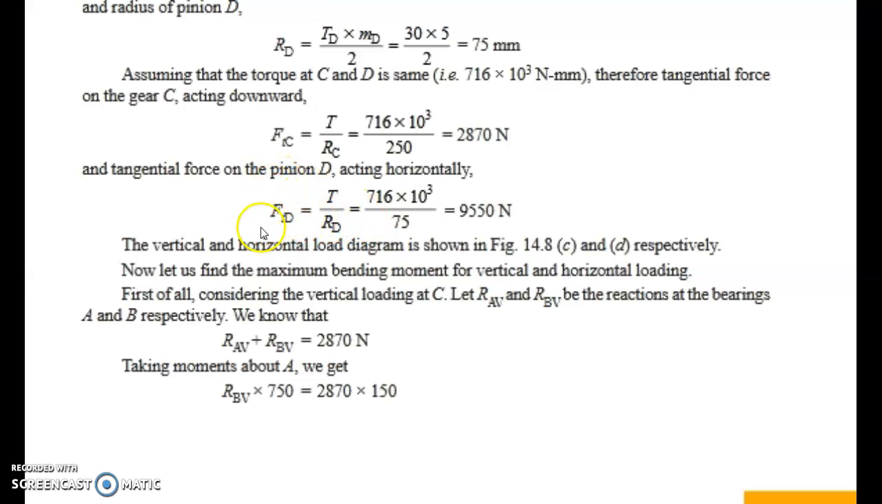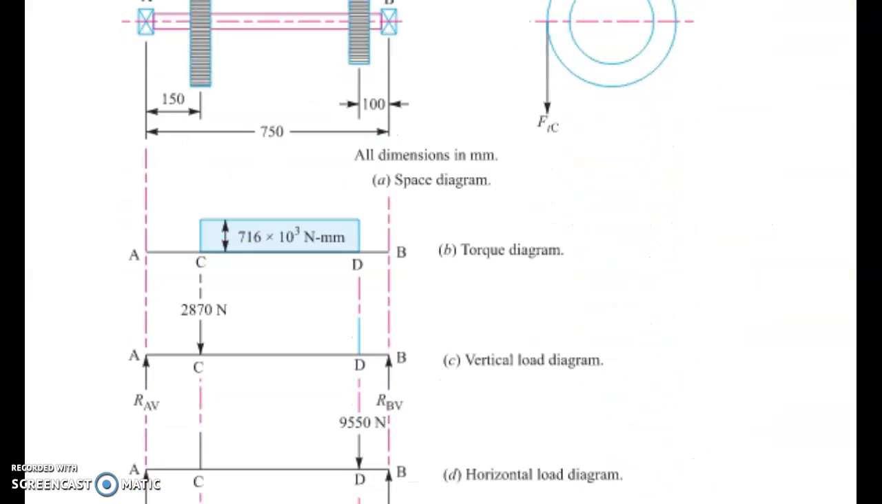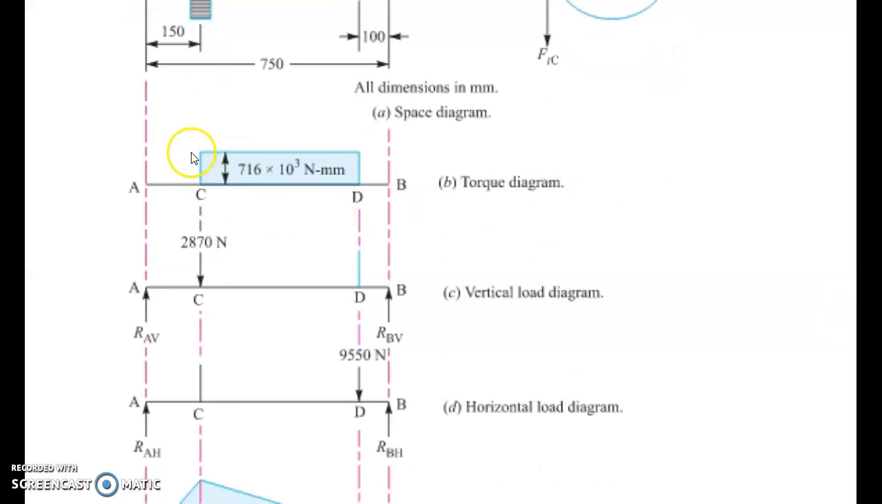Now it is the same for the pinion. How can we calculate? Using the value of RD. T is the same because we assume the torque on the shaft is the same. So FTD is equal to 9550 Newton. Now we can draw the vertical and horizontal load diagram using this condition. So at point C it is 2870 and at point D it is 9550.